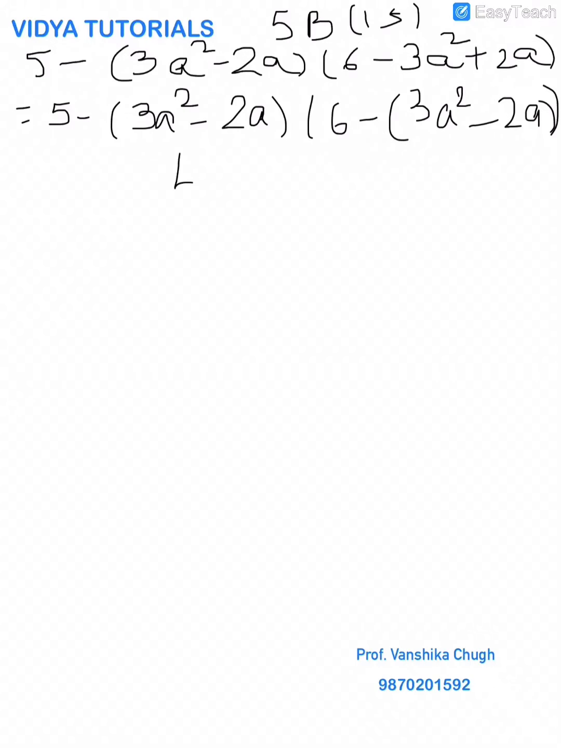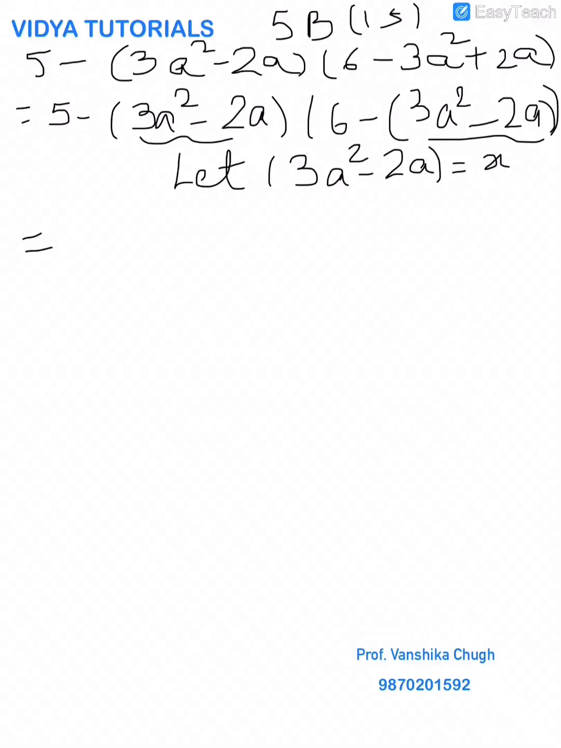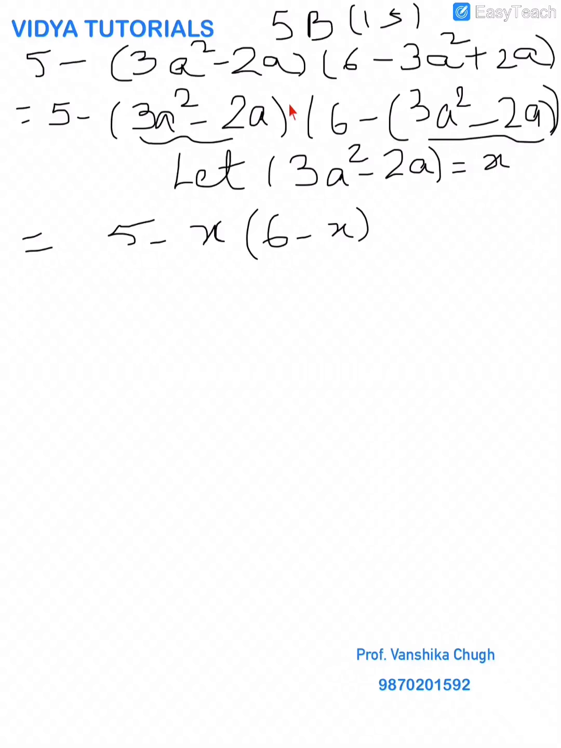Here now let me do my assumptions. Let 3a square minus 2a be equal to x. So after substituting here, I get as 5 minus x into 6 minus x. Careful, there is no sign, means multiplication. So let me multiply now.